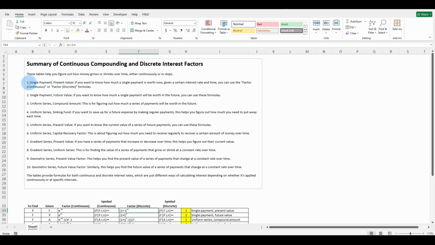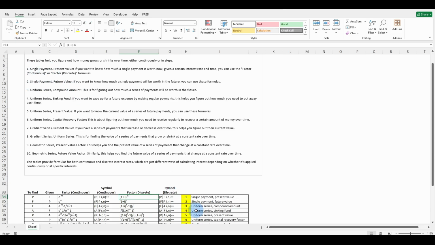So here again, this is number 1, single payment. Number 2, single payment future value. Look right here, and this is the format for single payment future value. Notice the difference. We're going to use a negative n in the power. Here, we're just going to use normal n.